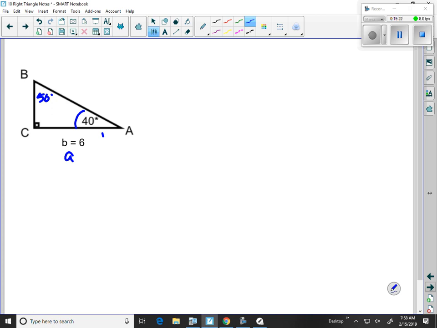Anybody have a preference? Opposite, okay? So we're going to solve for the opposite side over here. If we're doing opposite and adjacent, which trig function is that? Tangent. So we're going to do tangent of 40 equals our opposite side. I'm going to label it x because sometimes if we use O for opposite, we can get a little mixed up. So I'm just going to use x over our adjacent side, which is 6.